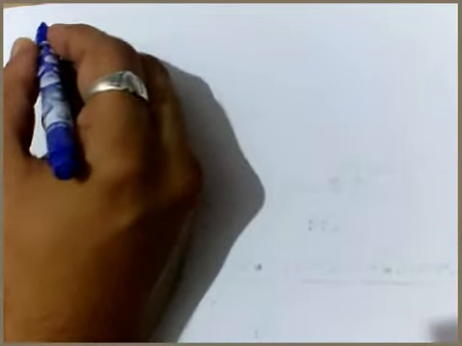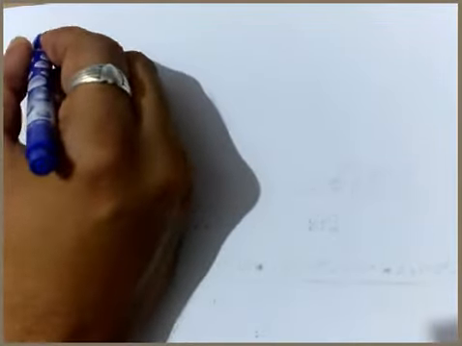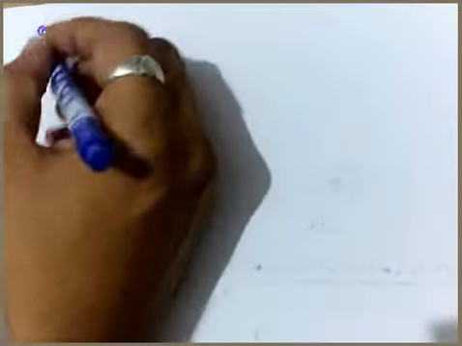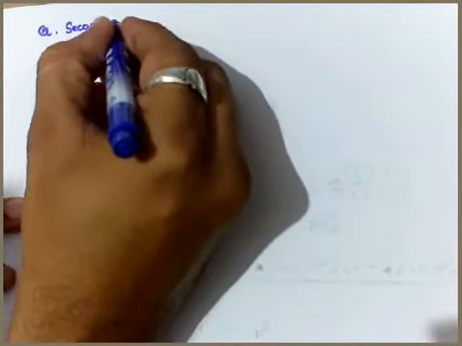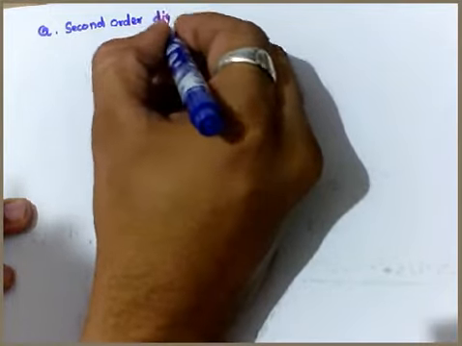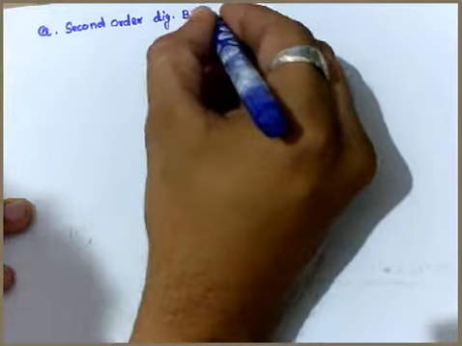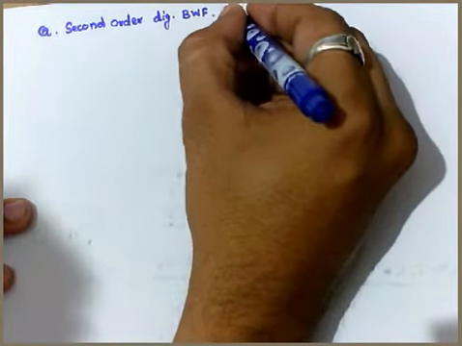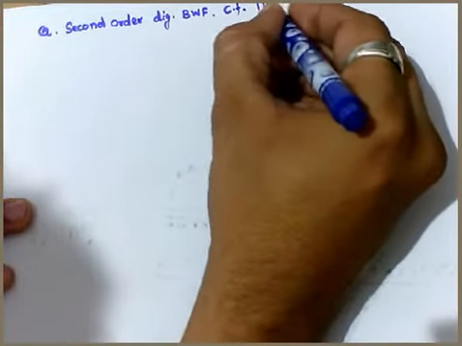Hello students, let's consider the example based on the Butterworth filter approximation. Let's say the numerical carries the statement like this; I will just write down the question over here. Design a second order digital Butterworth filter with cutoff frequency, that is CF, equal to 1 kilohertz.